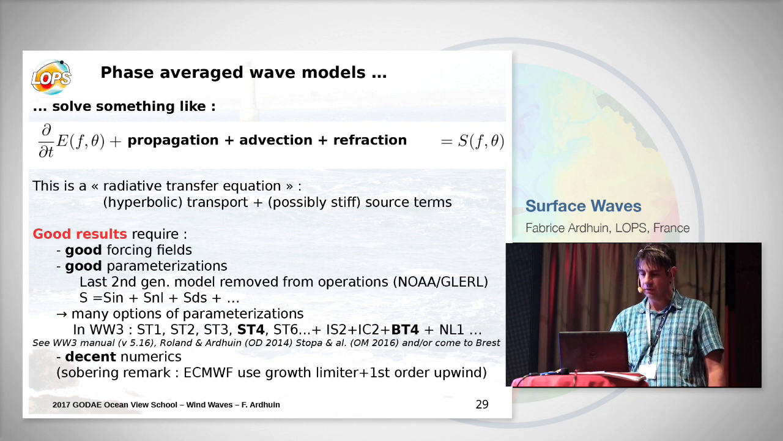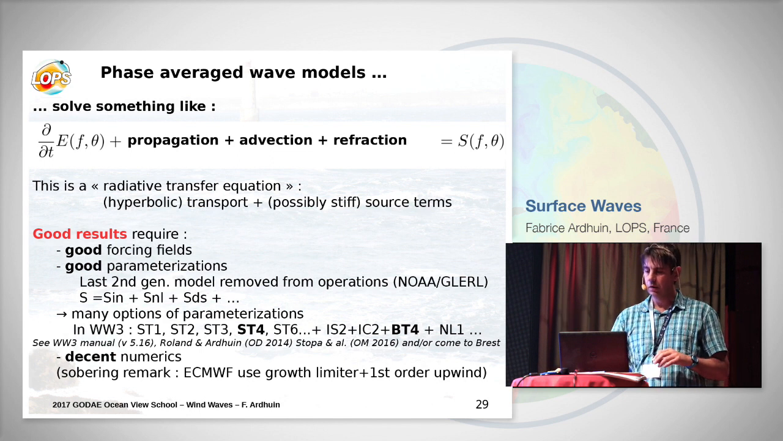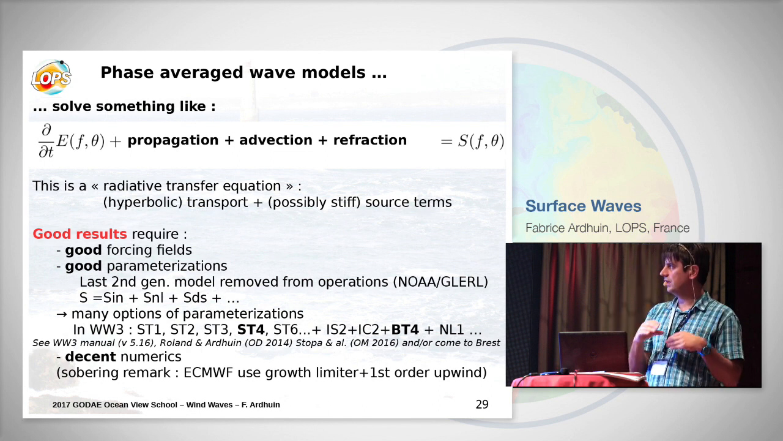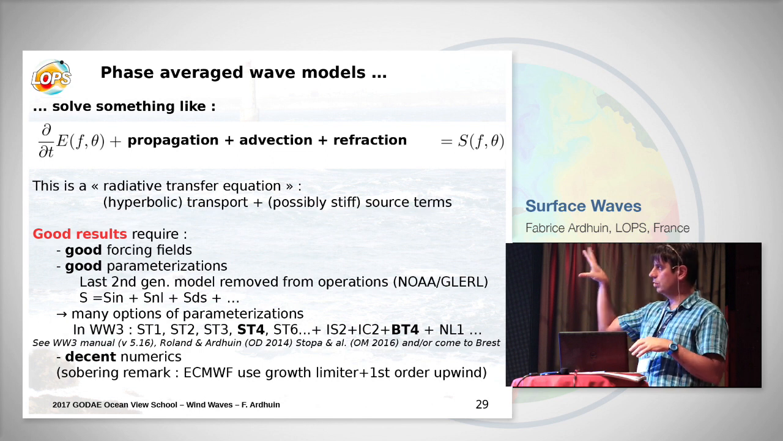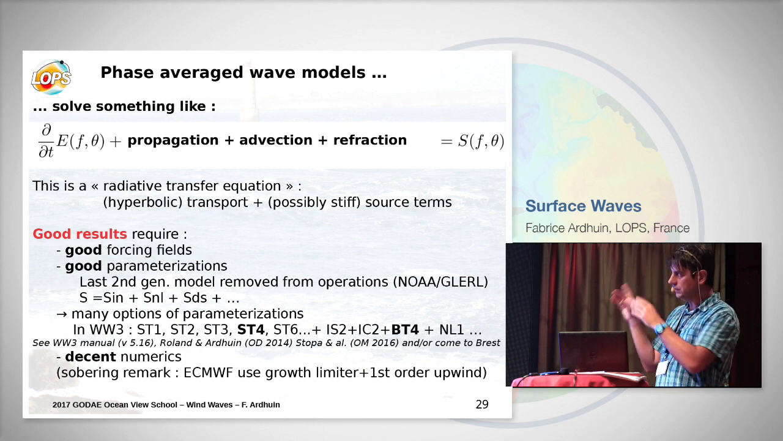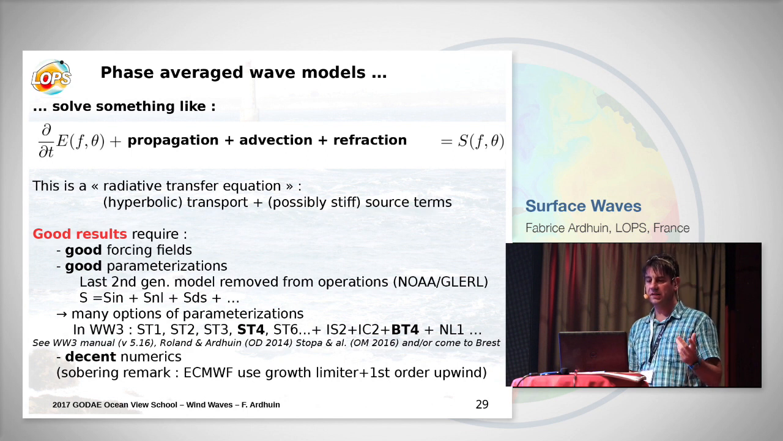We have this wave spectrum changing in time. We propagate it with its group speed. We advect it with a current. We refract it, meaning that the waves turn because they go into different water depths or go with the current. And all this stuff then is changed by a source term on the right-hand side. So this is a radiative transfer equation, or you can call it a transport equation with a source term.